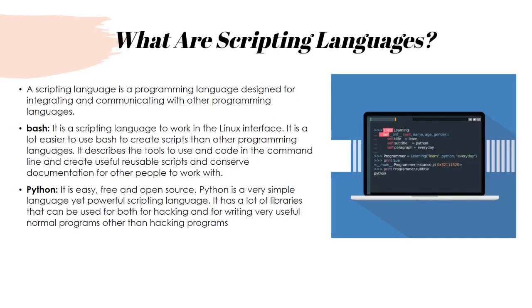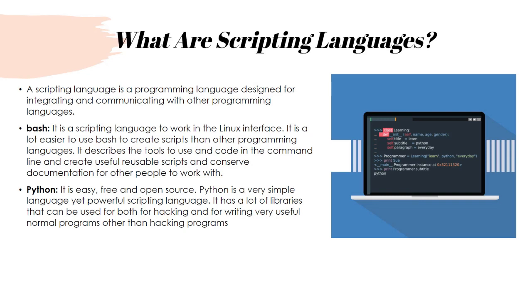Now let's look at what exactly scripting languages are. A scripting language is a programming language that is designed for integrating and communicating with other programming languages. When you look at the image on the right hand side, this is how most programming languages will look. You have a lot of inputs and a lot of commands that you can use to get back specific information.